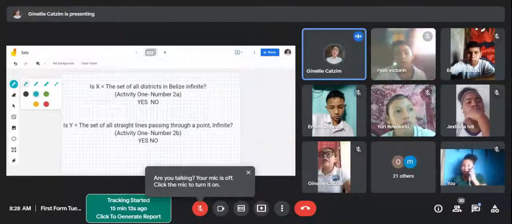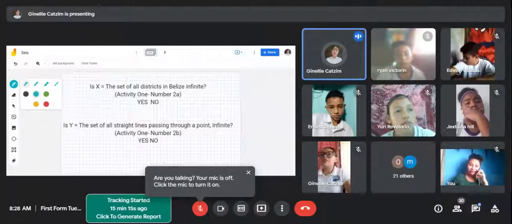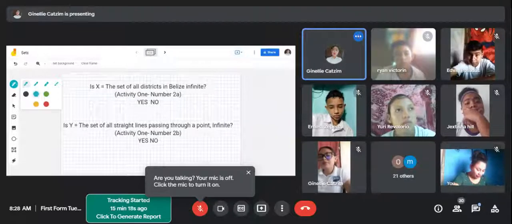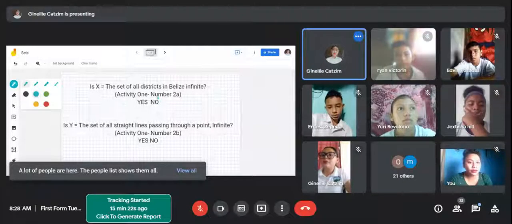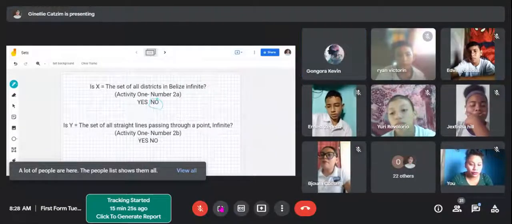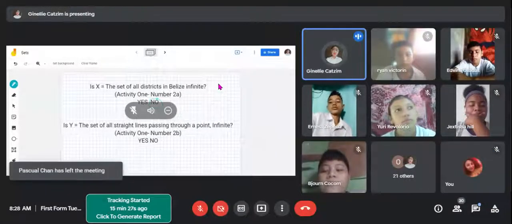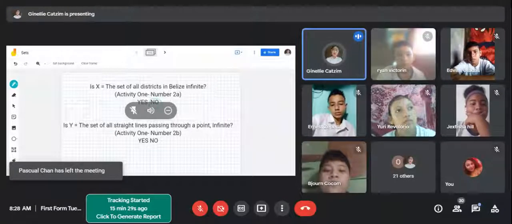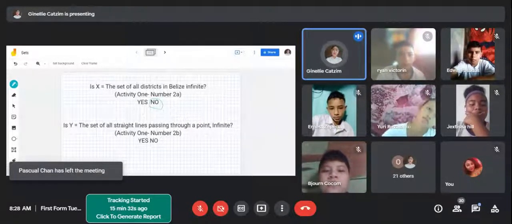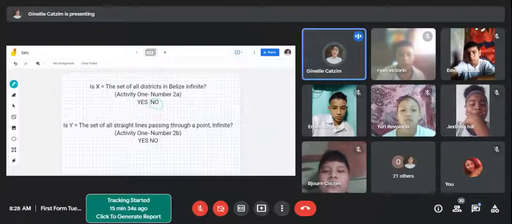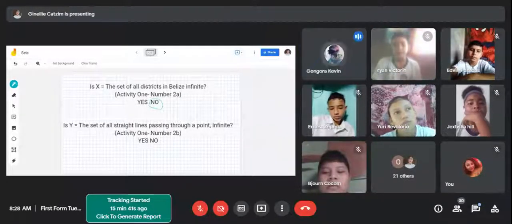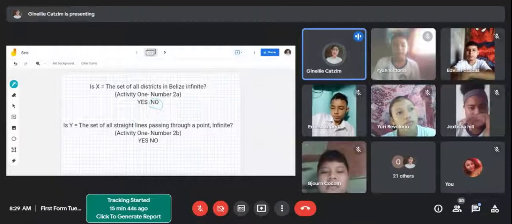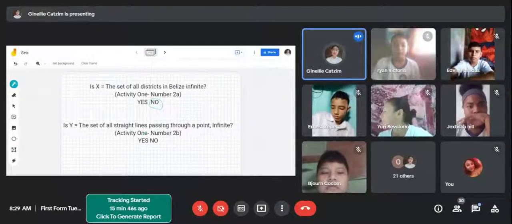So, is X the set of all districts in Belize infinite? No, very good. No, because it's finite. Now, is Y the set of all straight lines passing through a point infinite? Yes or no? Yes. Yes, right? We cannot count the amount of straight lines passing through a point.